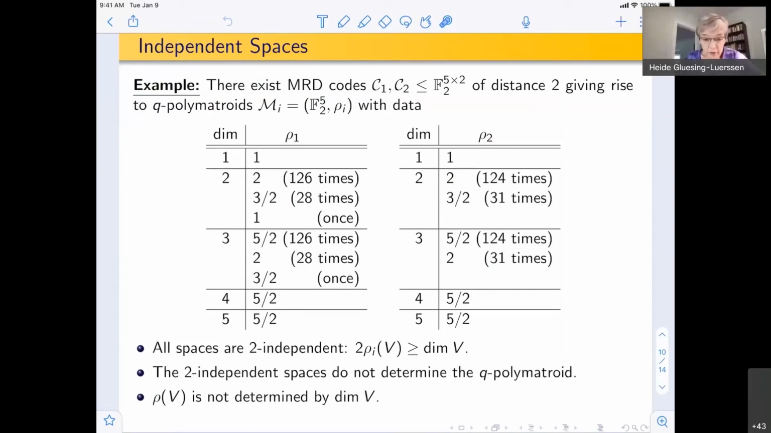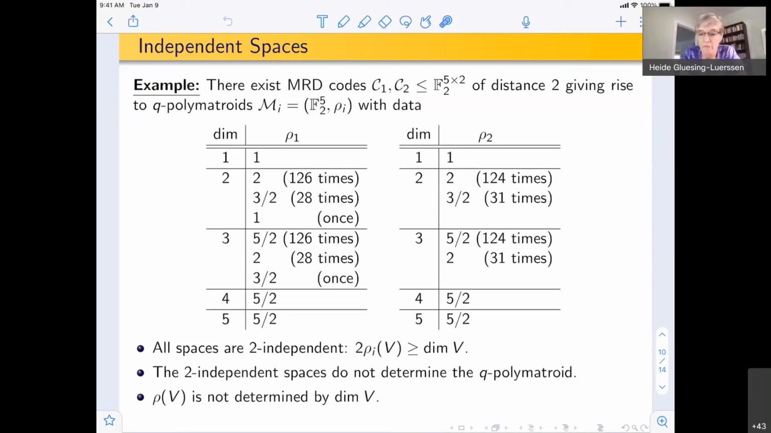Now, what else we can observe is that all spaces are two-independent. Two is obviously a denominator here. And they are two-independent, that means simply 2 times the rank value is at least the dimension. That is true. So all the spaces are two-independent. Since the two q-polymatroids are genuinely different, the two-independent spaces do not determine the q-polymatroid.